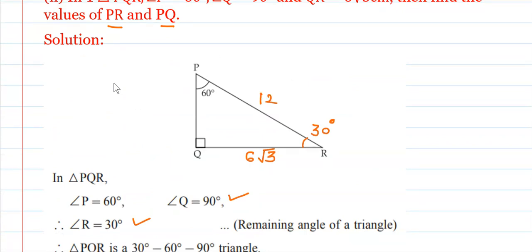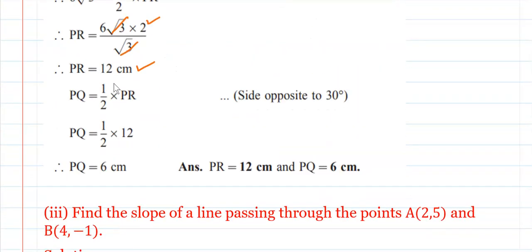Now we want to find out PQ. PQ is the side opposite to angle 30. Therefore, by the 30-60-90 theorem, the side opposite to angle 30 is half of the hypotenuse. So PQ will be 6. PQ is equal to 1 upon 2 PR, the side opposite to 30 degrees. Therefore, PQ is equal to 1 upon 2 into 12, which is 6 centimeter. And hence, the answer is PR is 12 centimeter and PQ is 6 centimeter.